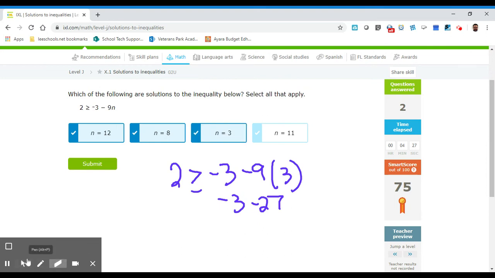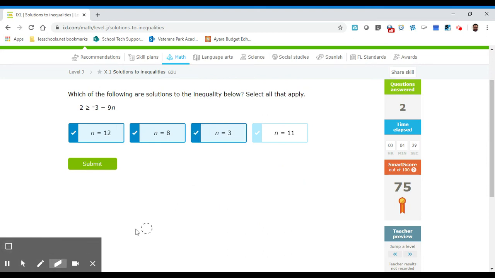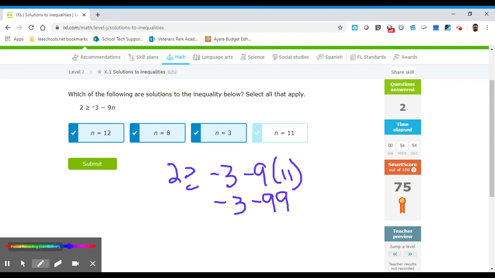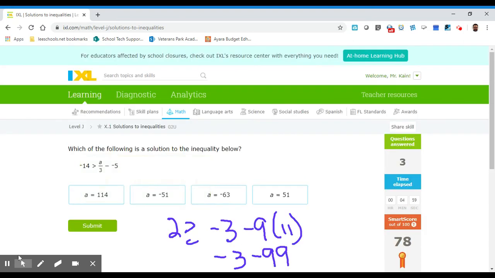And one more we should check. You don't want to just assume. So this side has to be bigger than this whole side. Let's put 11 in there. We have negative 3 minus 9 times 11. This is going to give us negative 99. And when we add them together, because they're the same sign, it's definitely going to be smaller because it's negative. So we're also going to click that one. Let's jump up a level.